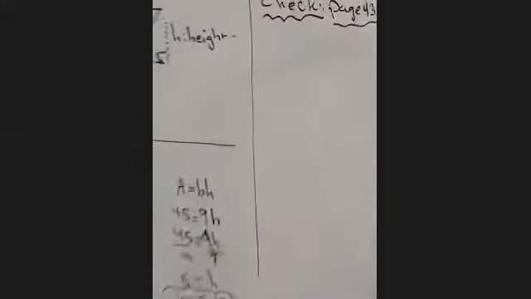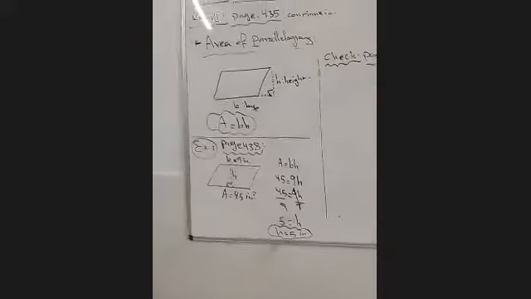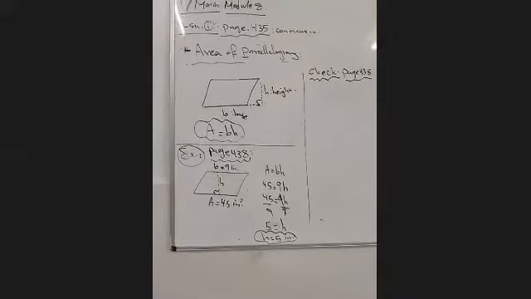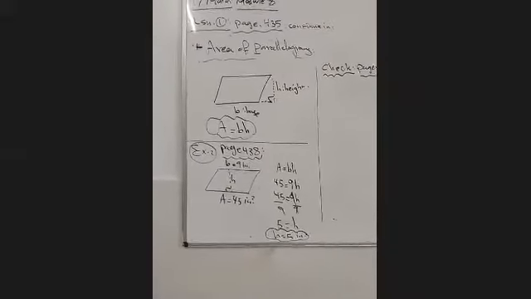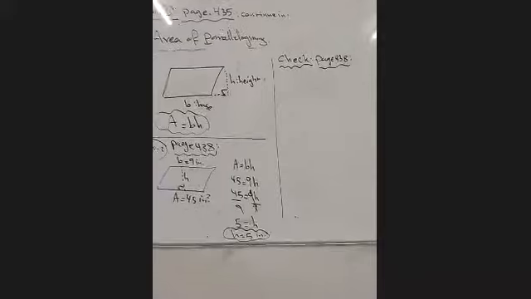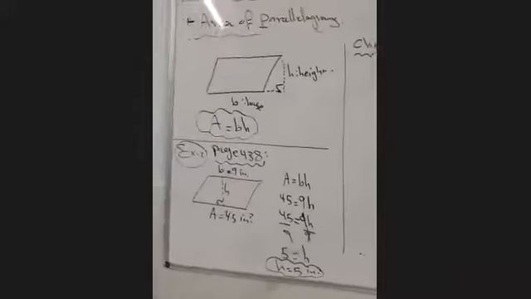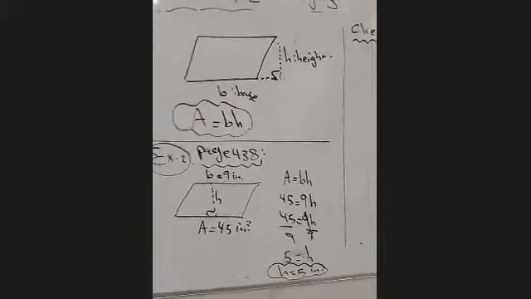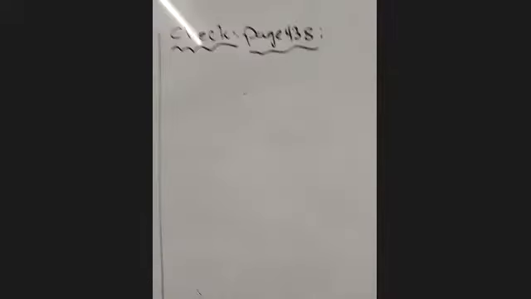We have the check, guys, the check after example 2, which is on page 438. The check, Suleiman. Read it. Do you understand, Suleiman? Find the missing dimension of the parallelogram shown.